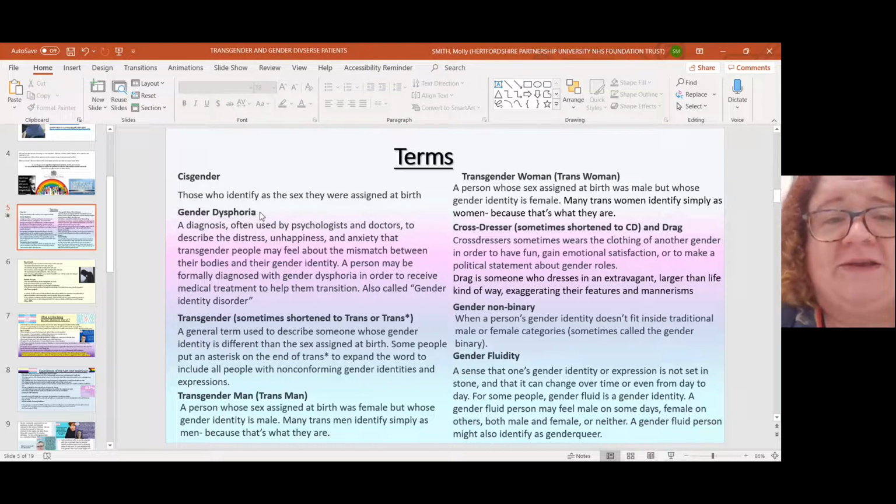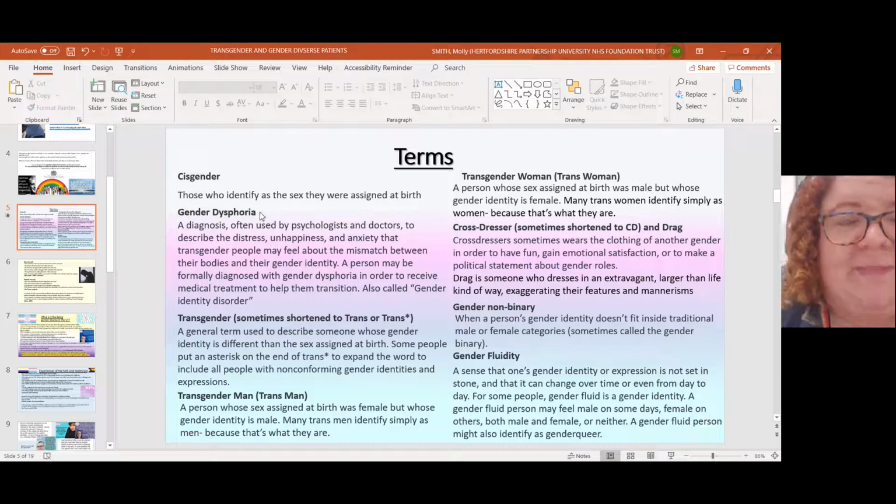You may have heard the term gender dysphoria. This is a diagnosis. It's often used by doctors. It's used to describe the distress, the unhappiness, and the anxiety that someone who may be gender diverse or transgender may feel when they're in the wrong body, not the body that they identify with in terms of their gender, I guess. It can be a formal diagnosis. It's also called gender identity disorder.